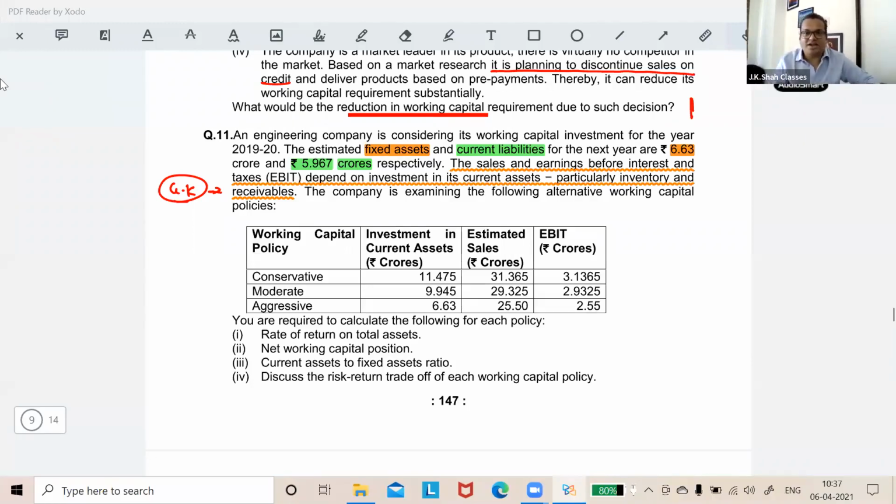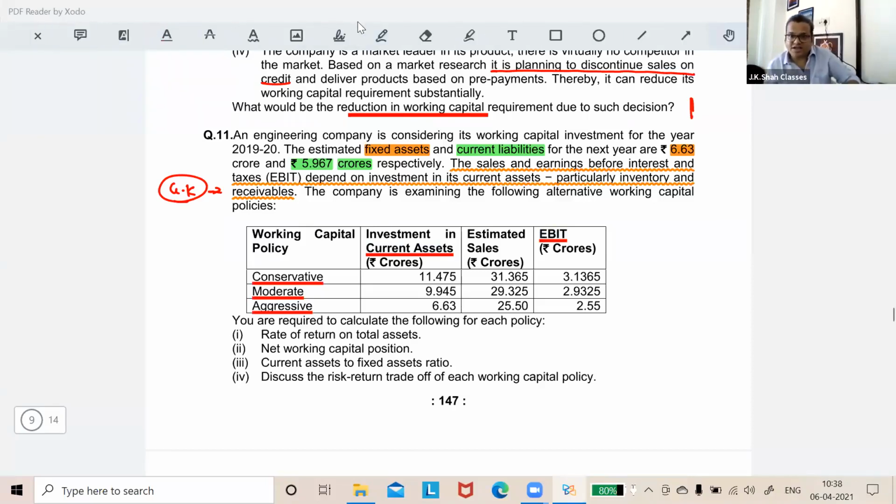Okay, sales and EBIT. Okay, fine. What is told depends upon investment in current assets, particularly inventory and receivable. Receivable means debtors. Yes, the company is examining the following alternative working capital policies. So we have the same thing to be discussed over here. We have to talk about conservative policy, moderate policy, and aggressive policy. Three policies we have to talk about. For all the three policies, they have given their level of investment in current assets. Sales value is also given, and expected EBIT is also given. EBIT, we all know, earning before interest and taxes.